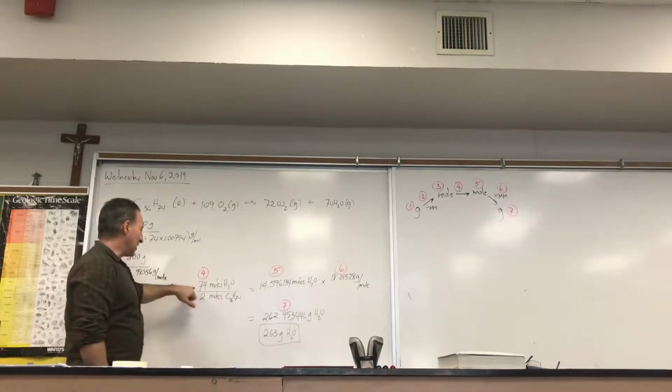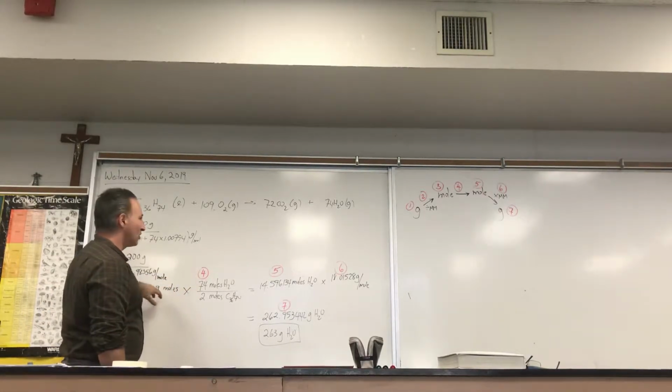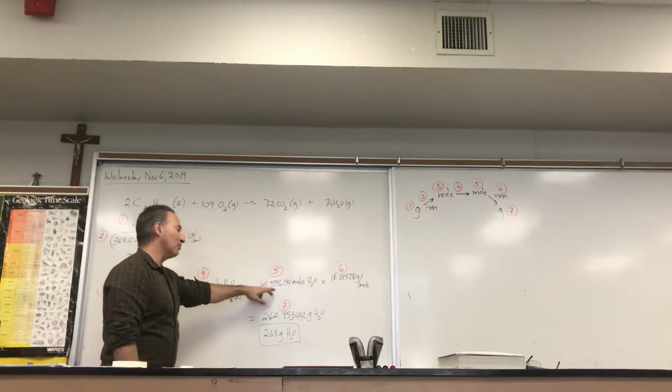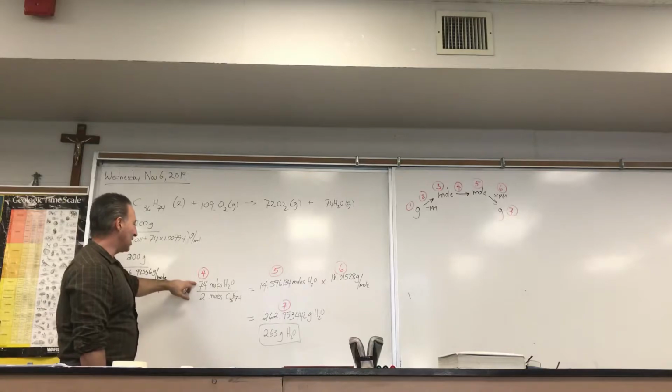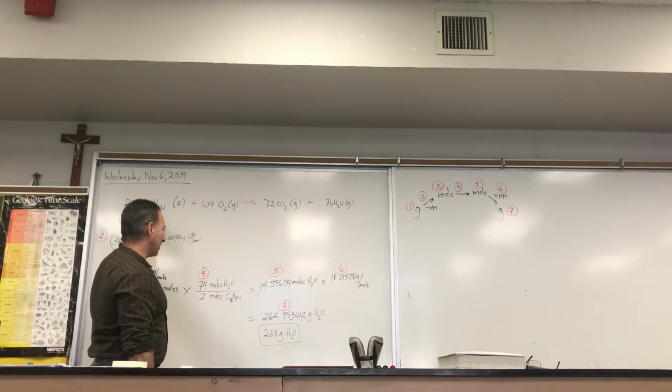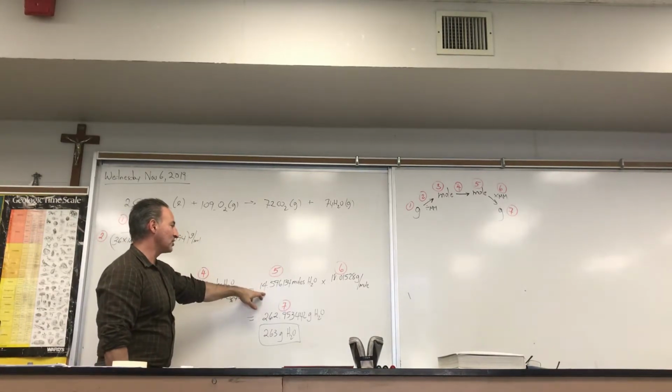Then in the fourth step, I want to switch from moles of hexatriacontane to moles of water. So the way I achieve that is by using the stoichiometry. The stoichiometry is 74 to 2. There's 74 water molecules for every 2 molecules of hexatriacontane, so I get 14 moles of water.